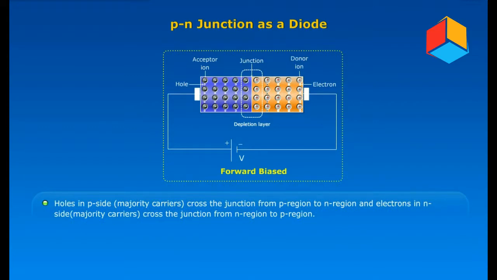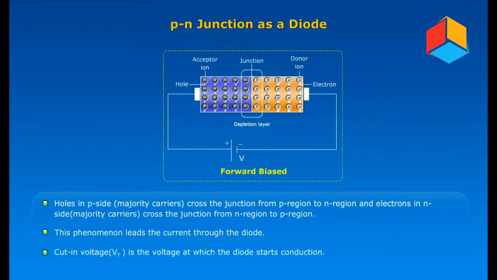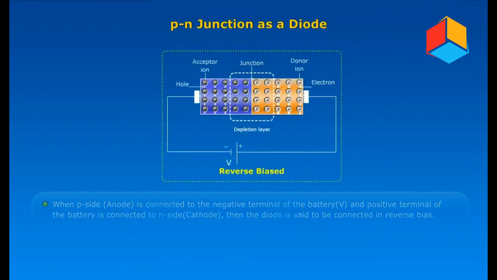Holes in the P-side, majority carriers, cross the junction from the P region to the N region, and electrons in the N-side, majority carriers, cross the junction from the N region to the P region. This phenomenon leads to current through the diode. Cut-in voltage is the voltage at which the diode starts conduction. Diode in forward bias offers low resistance and acts as a switch in a closed position.